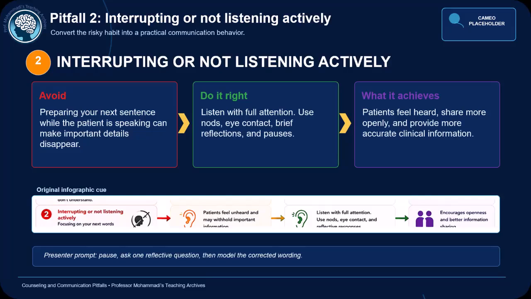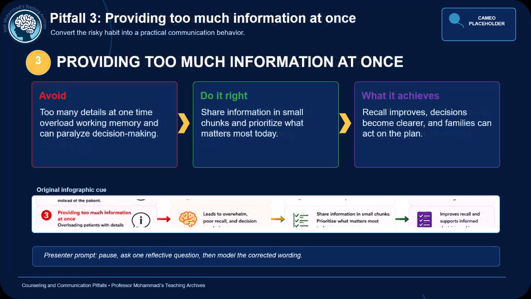When patients feel heard, they are more likely to speak openly, share concerns, and provide accurate details that improve clinical reasoning.